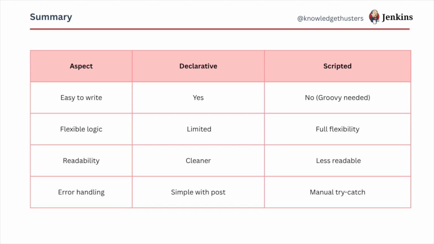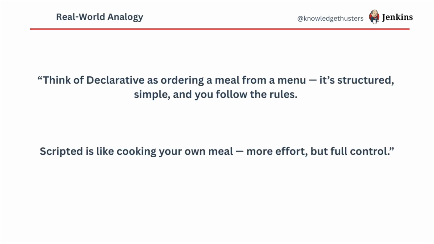Now let me quickly summarize everything. Declarative is easy to write, while scripted needs Groovy knowledge. For declarative, flexible logic is limited, whereas scripted pipeline gives you full flexibility. Declarative is more readable than scripted. Error handling in declarative is simple, and in scripted it's a little bit more manual.